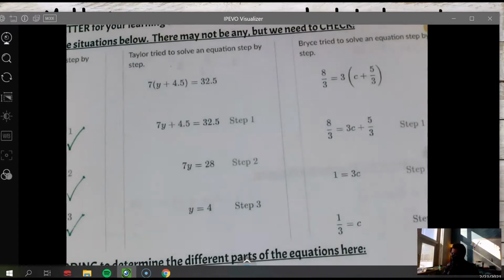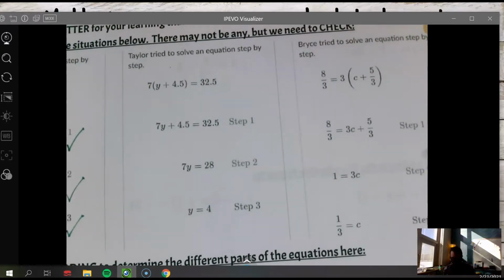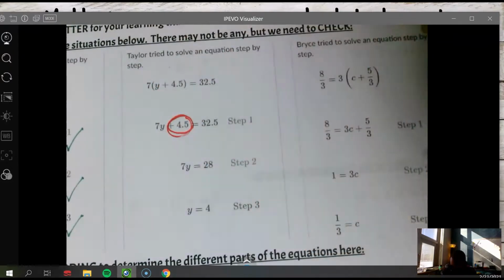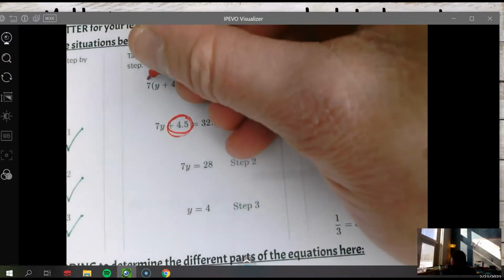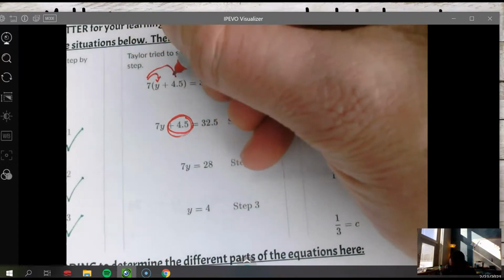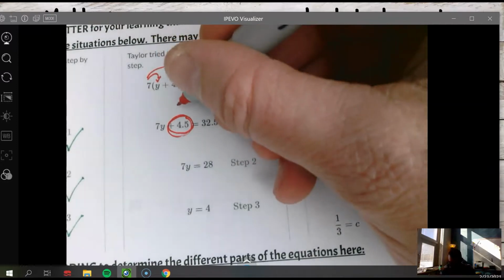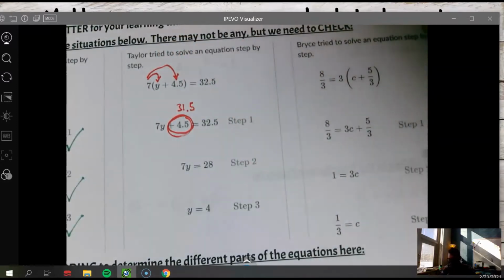Anyone want to volunteer to tell us where Taylor or Bryce made their mistake? Ooh, Drew, way from the back. Sorry, Madeline, you just went recently. Tell me what number's wrong. Yeah, this number, guys, if you want to circle that, that's not right. He should have done 7 times x, or 7 times y, and he did that, but then he should have done 7 times 4.5. That should actually be 31.5.